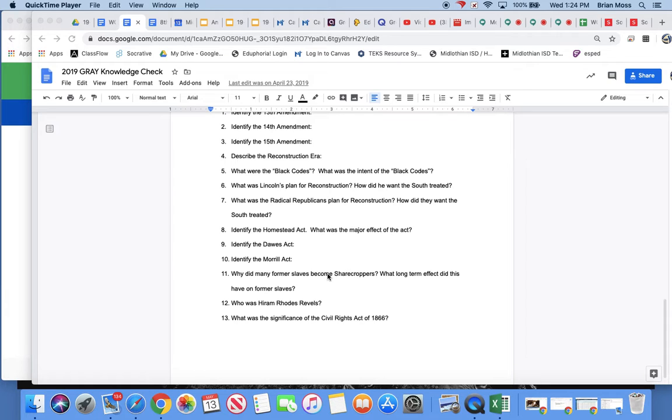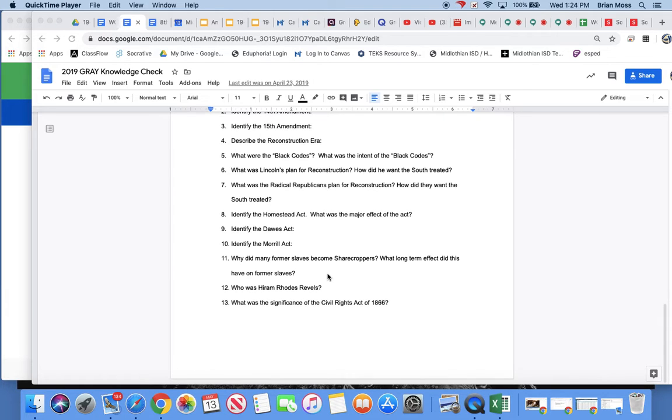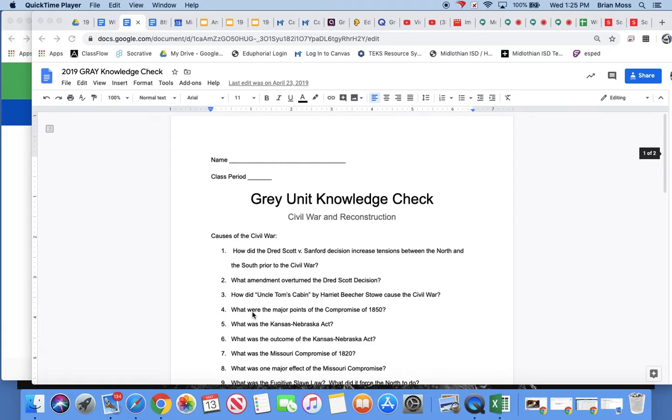Hiram Rhodes Revels. Please use your flashcards for that. African American senator. And then what was the significance of the Civil Rights Act of 1866? Please reference that as well in your Reconstruction spiral.